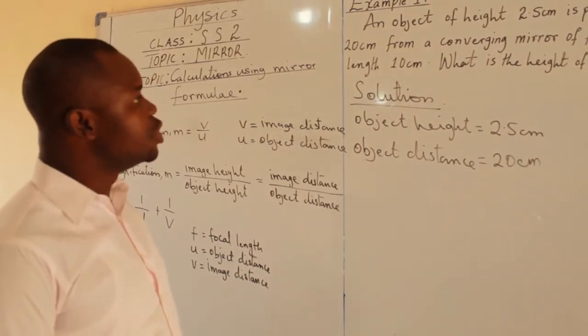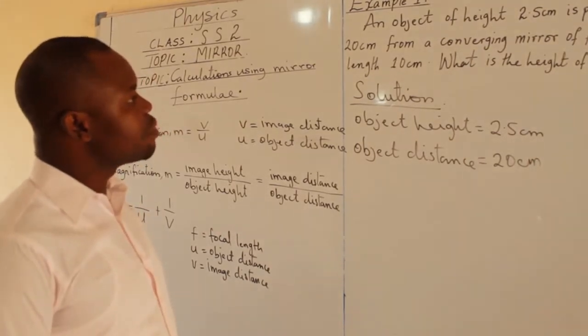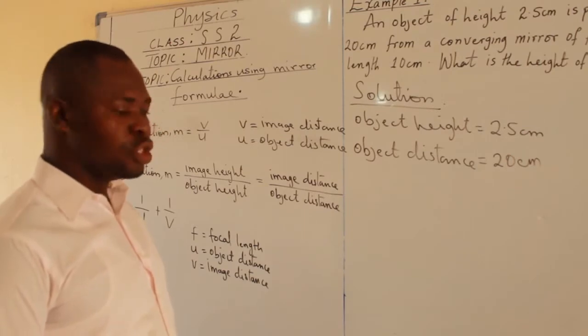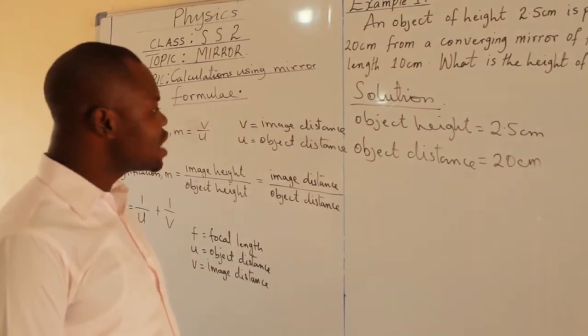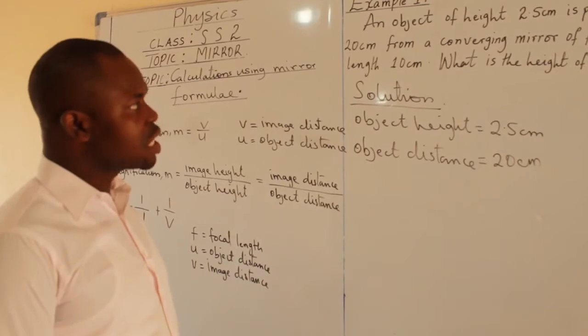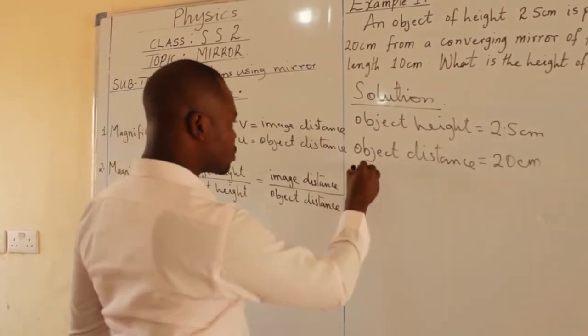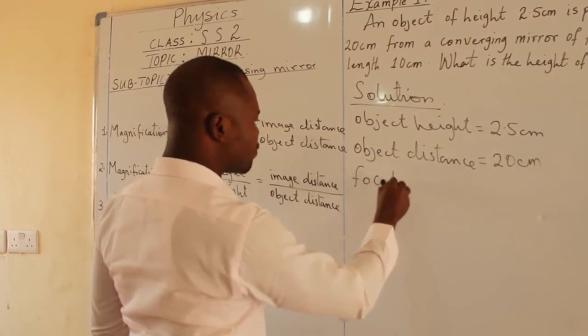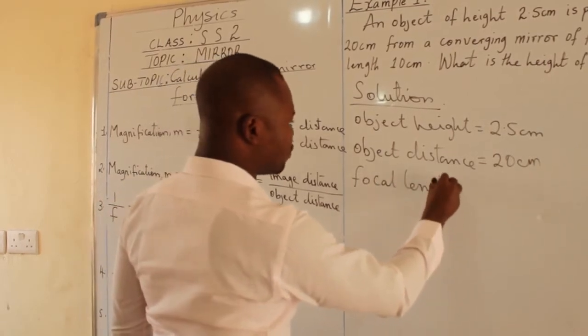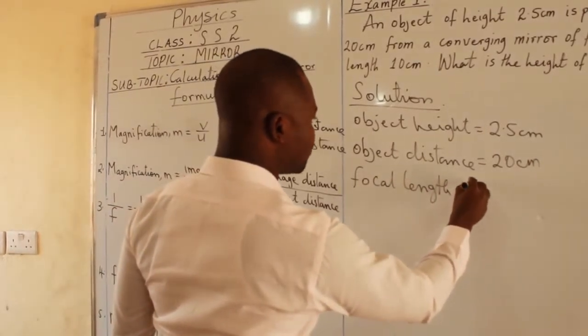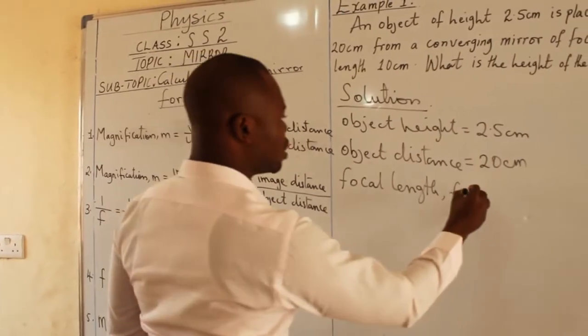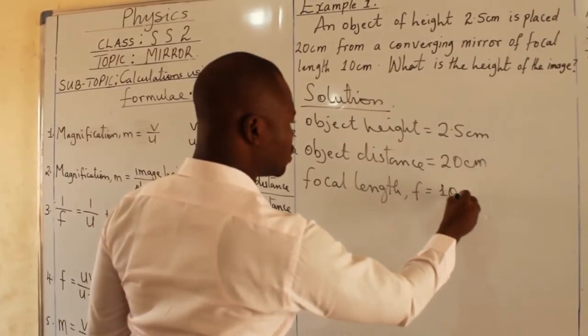So if object height is 2.5 centimeters and object distance equals 20 centimeters, then we have to find the height of the image. But before you can find the height of the image, you need to find the distance of the image. We're also given the focal length. Focal length F equals 10 cm.